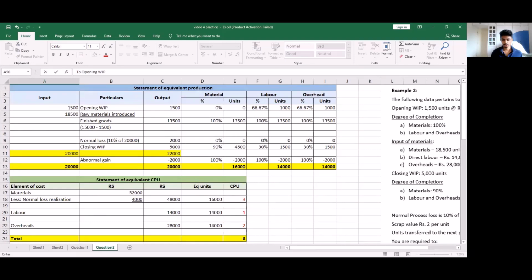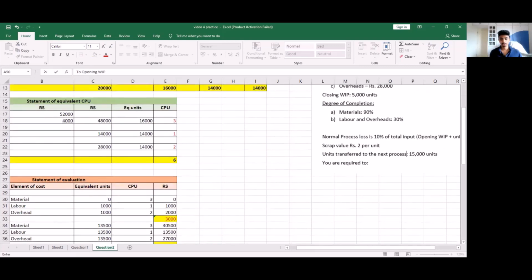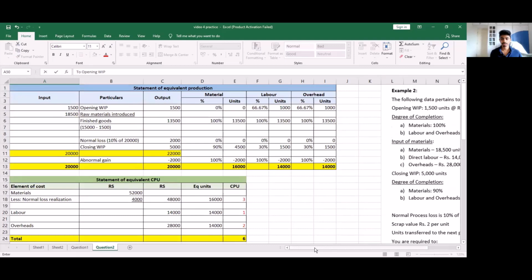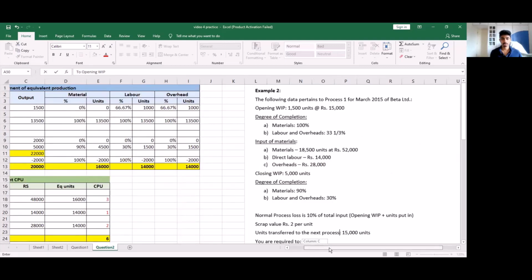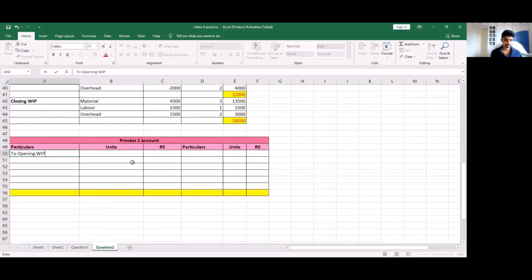Number of units given in our question is 1500 at rupees 15,000. I mentioned this in the previous question that for our process account, we don't take opening work in progress value from our statement of evaluation, but we take it from our question. So in our process account, we will write 1500 units at an amount of 15,000. So we have units 1500, an amount 15,000.